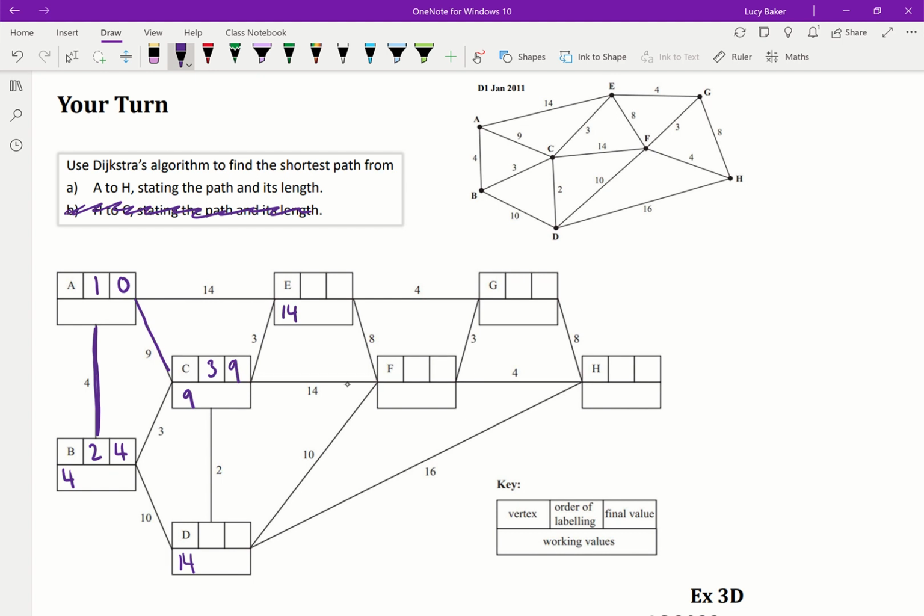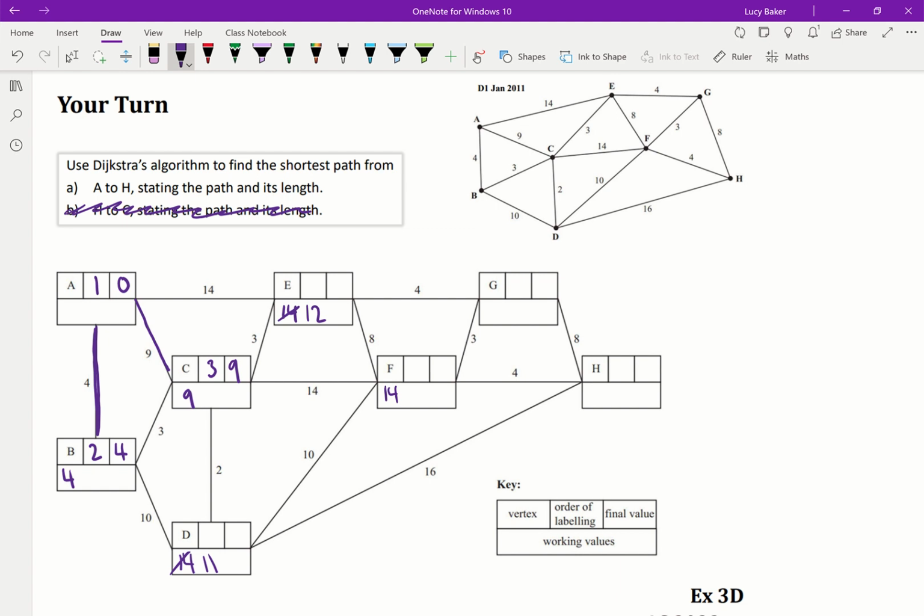From C, I can get to E in a distance of 9 plus 3, which is 12. So that's quicker than going direct from A to E. And I can also go down to D in a distance of 2. So that's a total distance from A of 9 plus 2, which is 11. So that's also quicker than going via B. And from C, I could also get to F in a distance of 14. So let's write that in.